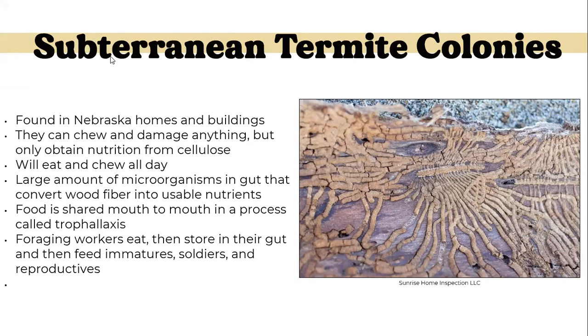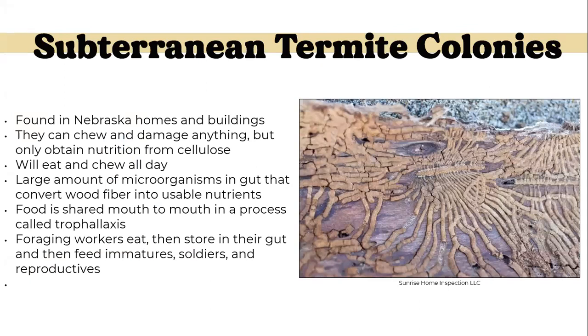The foraging workers will eat, and then what they will do is they will feed what we call the immatures, the soldiers and the reproductives. They do this through a mouth-to-mouth process called trophallaxis. Once it sits in their gut for a while, it changes to cellulose, and then that is what they will feed to their immatures so that they can develop.